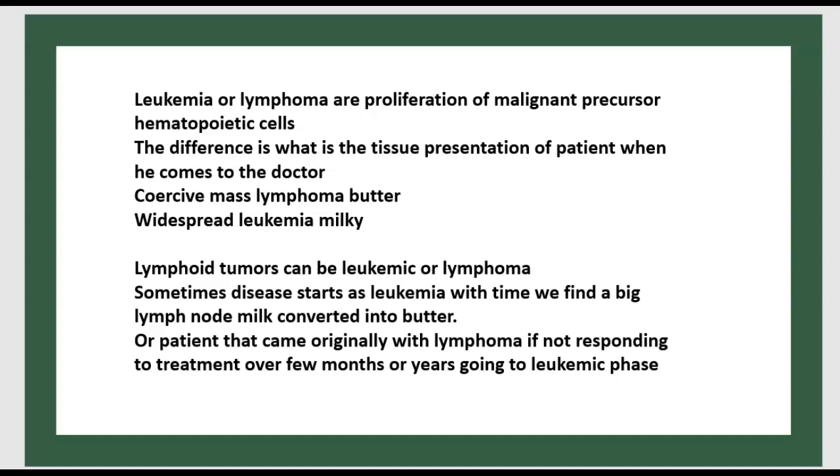A compact mass is lymphoma, butter. Widespread is leukemia, milky. Lymphoid tumors can be leukemic or lymphoma. Sometimes the disease starts as leukemia, and with time we find a big lymph node: milk converted into butter. Or patients who came originally with lymphoma, if not responding to treatment over a few months or years, go into a leukemia phase. There is interchangeability between lymphoma and leukemia.